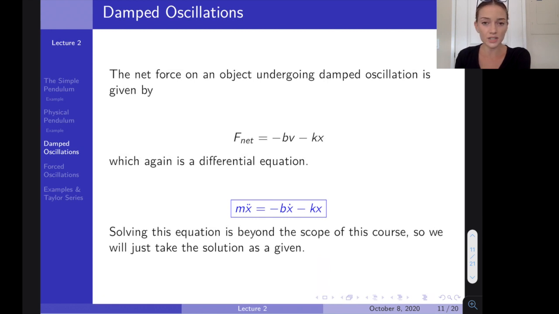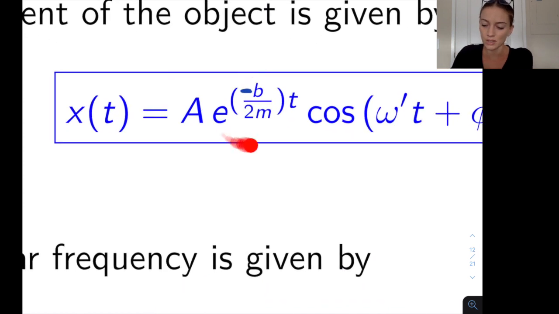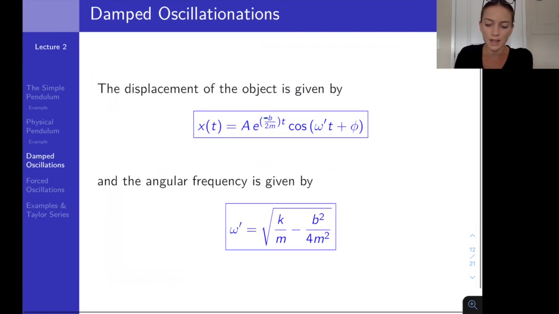Solving a differential equation like this is a little tricky, and it's definitely beyond the scope of this course. You need to take a differential equations course for it. So I'm just going to give you the answer. The solution to simple harmonic motion with a damping force is given by this. It looks similar to our solution before, where it's just cosine omega t, but now we have this extra exponential here. So we have e to the negative some constant times time.